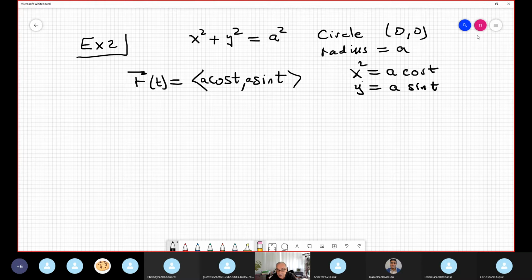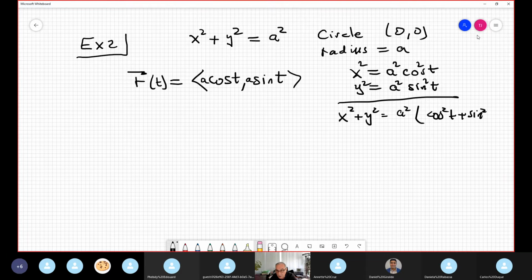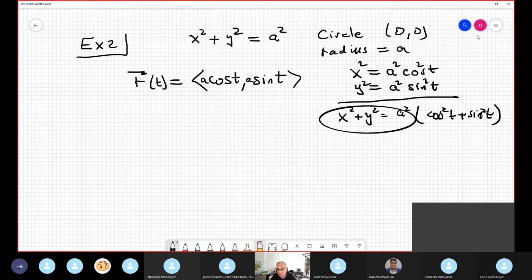When you square and you add these, it is equal a square as factor, cosine square t plus sine square t, which you know is 1. And we come back again to the beginning. Entonces you can put sine here. Perfect. But I explained last class.